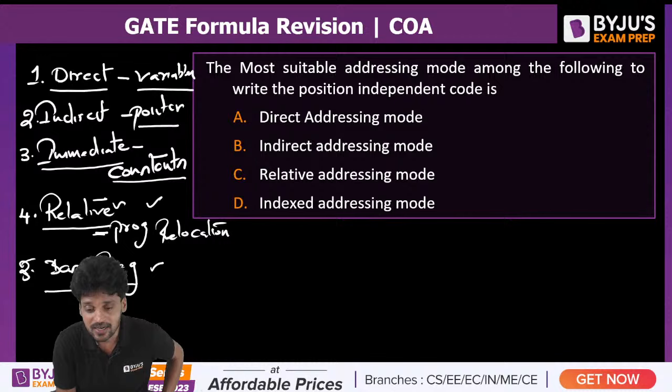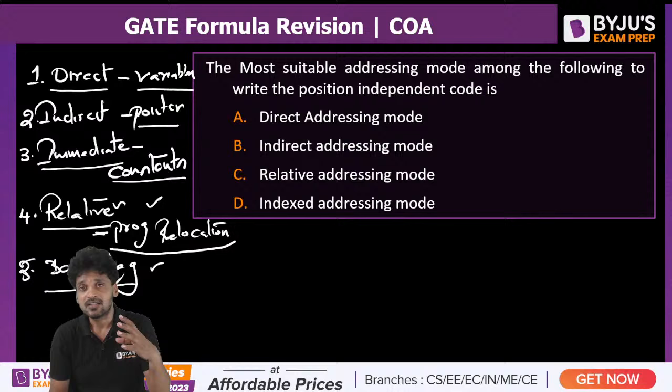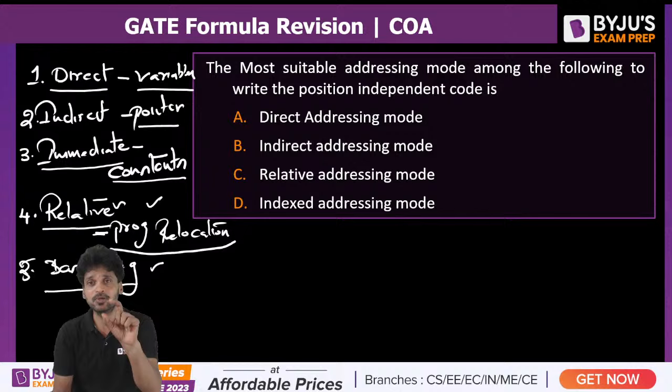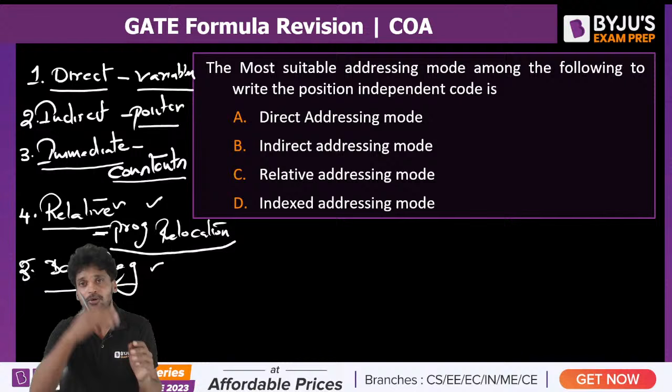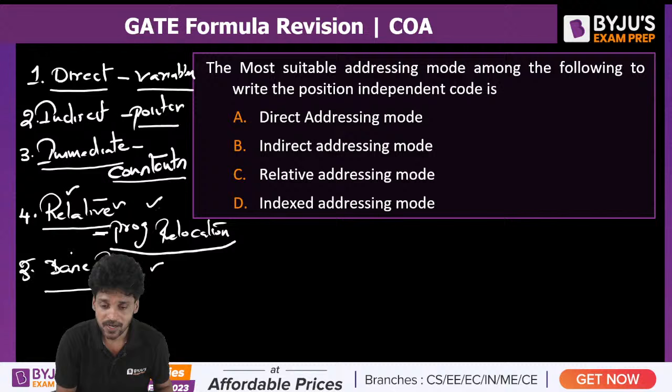So relative and base register addressing modes, this total phenomenon is called program relocation. Relative and base register addressing modes are for program relocation. What I stated is, when you are executing a program, the execution should only be confined to accessing your own instructions, not others' instructions. This total phenomenon is called program relocation. It can be done by using either relative addressing mode or base register addressing mode.